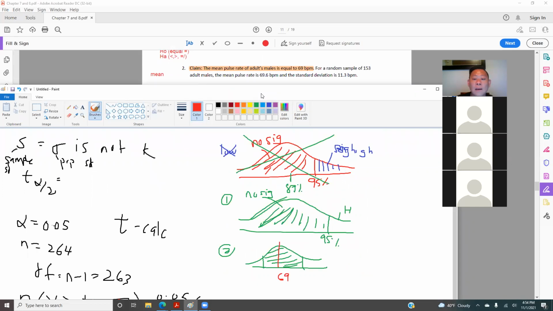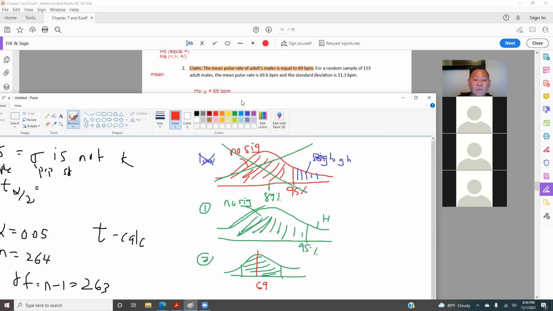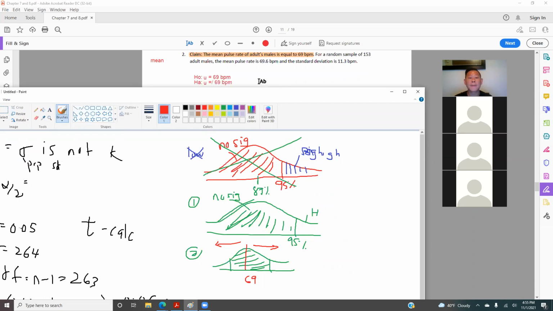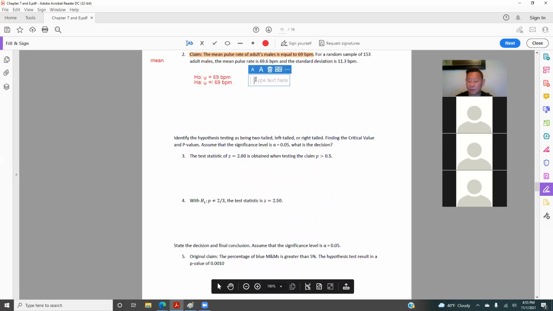Now we find out the results. The result in this case is 69.6. So where is 69.6 in this case? Is that on the low end or is that on the high end? High end. So it's on the high end, somewhere around here, 69.6. Because you're looking for the mean, 69.6 is in the significantly high region.